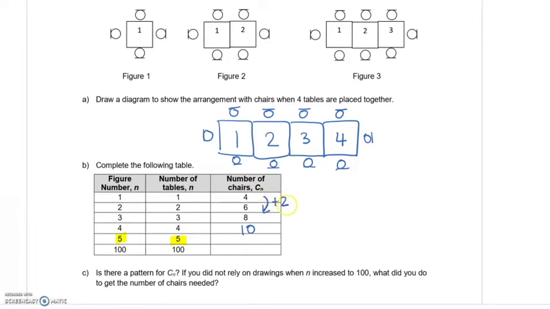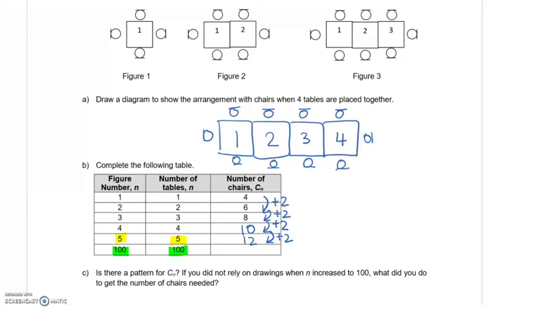From 4 to 6, we are adding 2. 6 to 8, we are adding 2. 8 to 10, we are adding 2. So how are we going to get the next one? Well, we just carry on with the pattern to get 12. Take note that in the last row, you are finding the number of chairs for 100 tables.